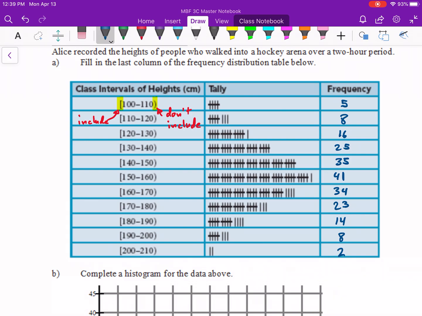The last thing I'd say about that table is notice how the intervals, 100 to 110, 110 to 120, are all equal size. It's important that they're all equal size. Otherwise, our table is going to look funny, and so will our graph.